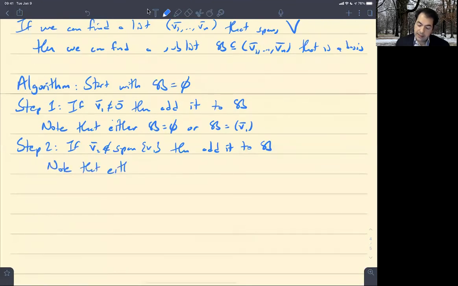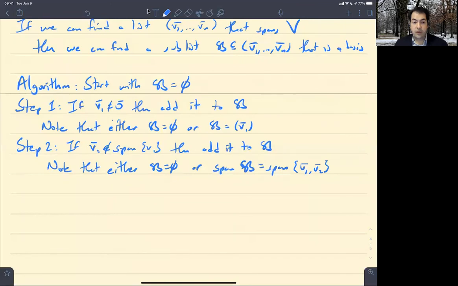Note that at the end of step two, either B is the empty set, or the span of the elements in B is equal to the span of V1, V2. Right? Because either B is the empty set, or B has V1, or B has V1 and V2. If B has V1 and V2, then obviously the span is the same as the span of V1, V2.